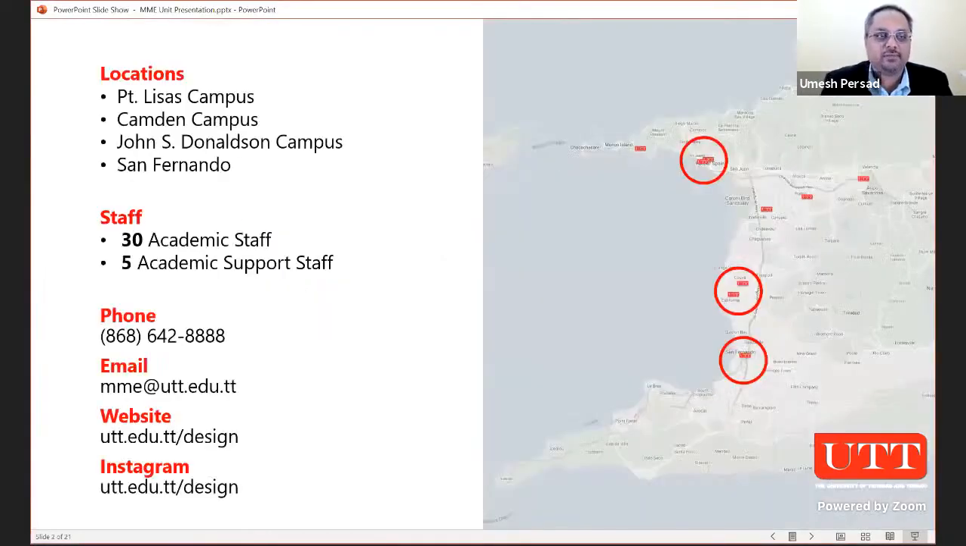So I'll get straight into it. The MME unit at the UTT is spread over 3 campuses. We are headquartered at the Point Lisas campus. We also have classes that are run at the Camden campus, the Port of Spain campus, and the San Fernando campus. We have 30 academic staff in our unit and 5 academic support staff. And I've listed here for your convenience our contact information. If you have any questions post this presentation, you could contact us at mme@utt.edu.tt, and our website is utt.edu.tt design.